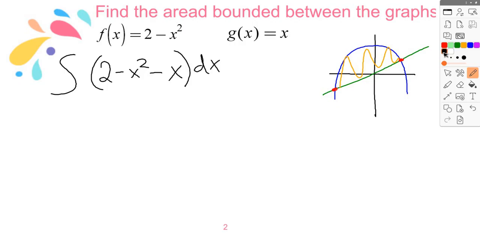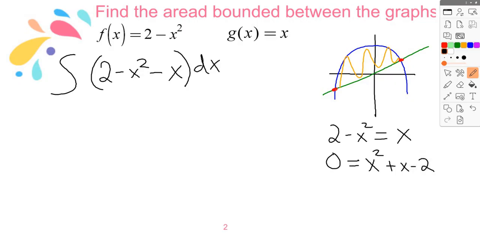How do I find those points? Not magic. How do I find where two things intersect? I'm going to set them equal to each other. And then how do I solve that? Also not magic. What type of function are we going to have here? A trinomial, specifically a quadratic.